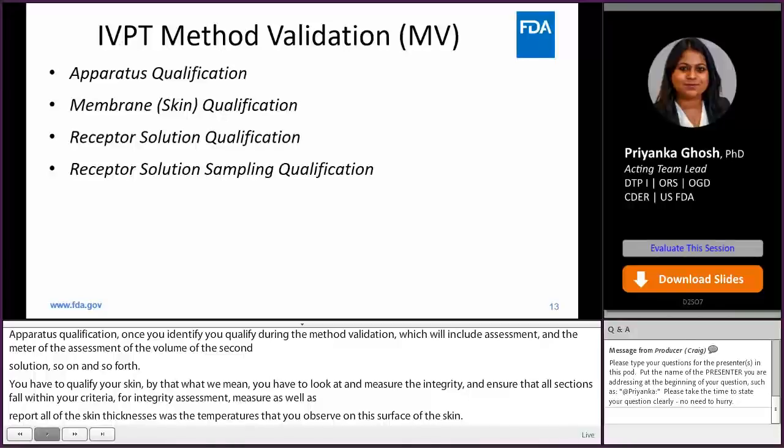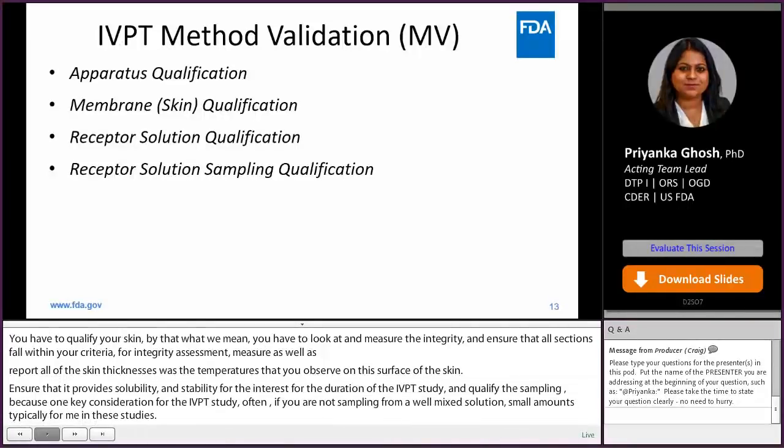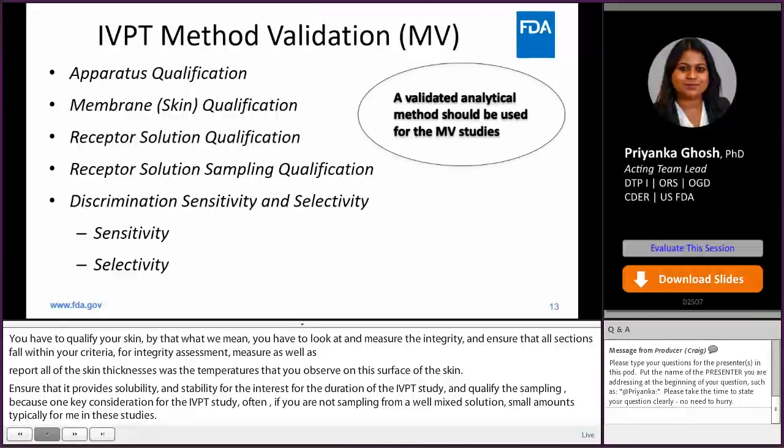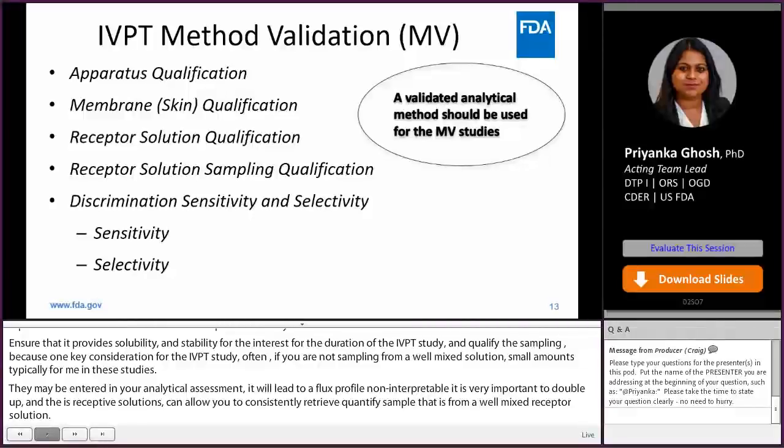So it is very, very important to develop an IVPT method, a receptor solution sampling method, that allows you to consistently retrieve and quantify a sample that is from a well-mixed receptor solution. And of course, the sensitivity and the selectivity of the IVPT study, which I'm going to talk about on the next slide. One important consideration is for the method validation studies, please remember to utilize a validated analytical method for all of the studies that are conducted within the scope of method validation.